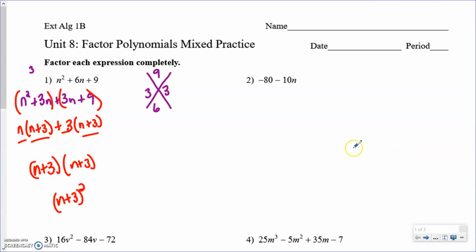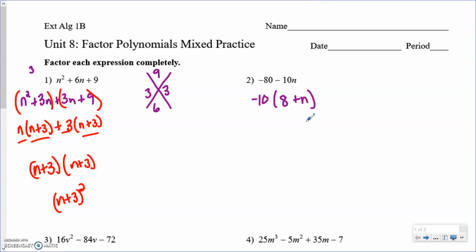Okay, the next one, always check for GCF first. I noticed that I can divide both of those by -10, so I'm going to start by doing that. So negative 80 divided by negative 10 is positive 8. Negative 10 divided by negative 10 is positive 1. So I really have 8 plus n, or 1n here.